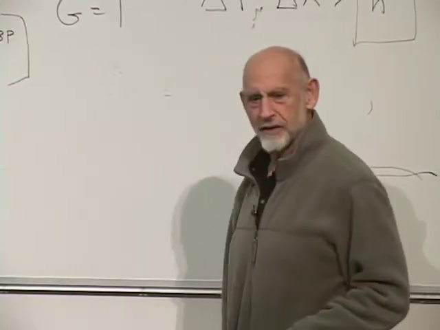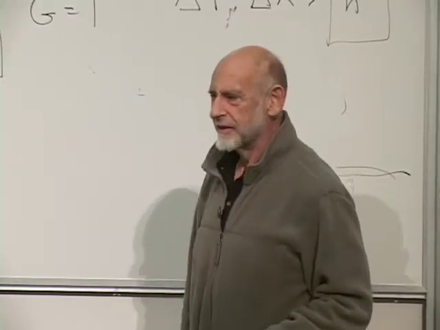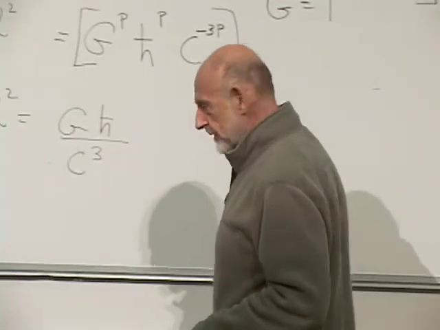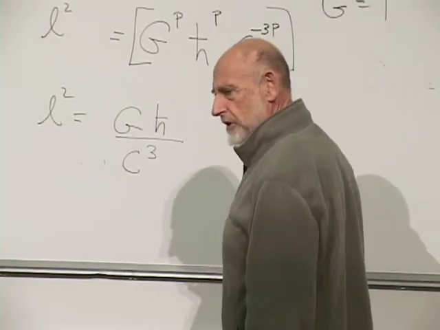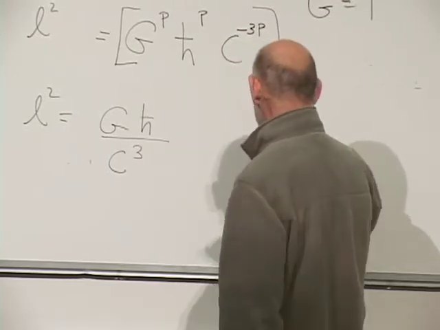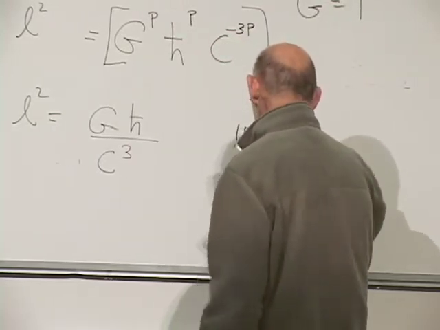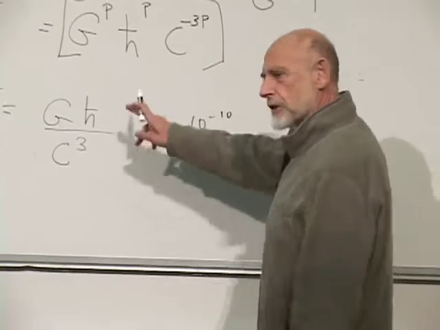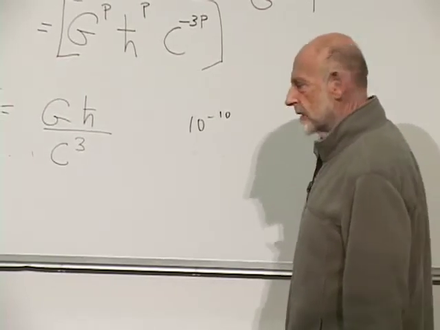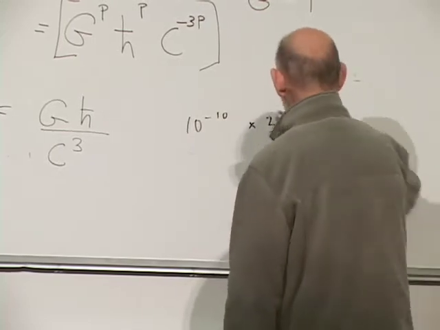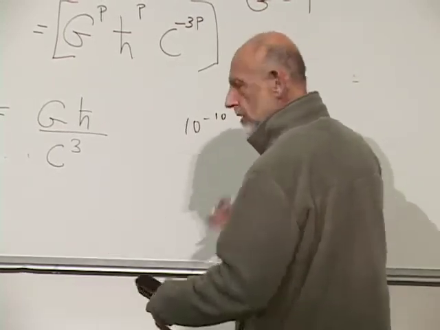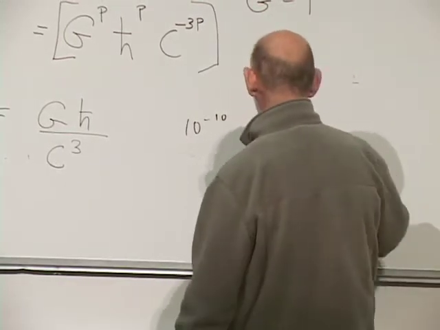Anybody know Planck's constant? 10 to the minus 34. Good. G is 6 times 10 to the minus 11, which is about 10 to the minus 10 order of magnitude. What is H bar? 10 to the minus 34, in usual MKS units.